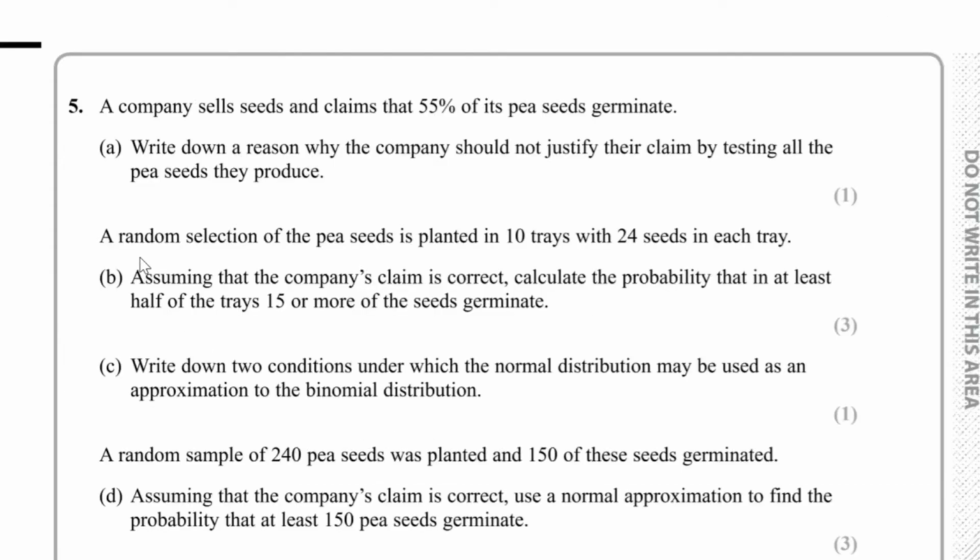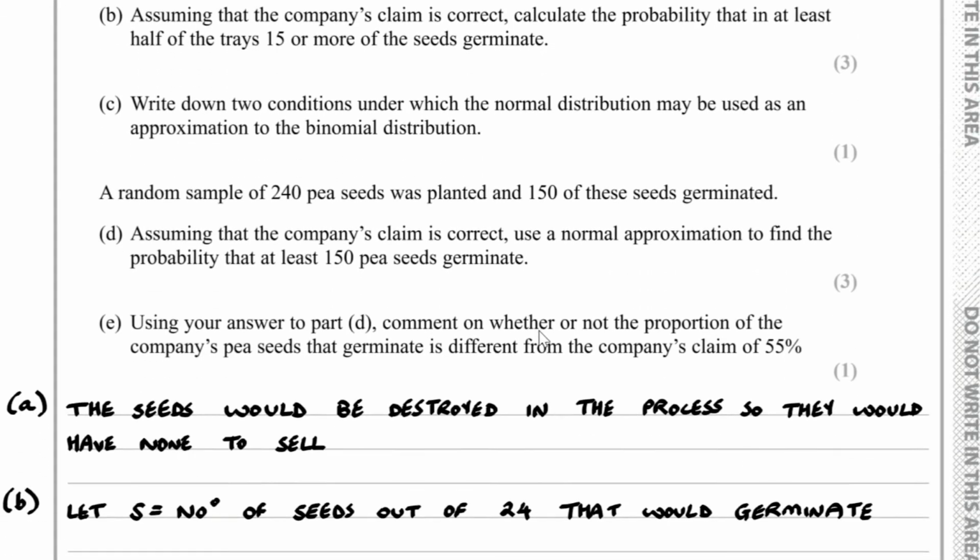Now, part B, a random selection of the pea seeds is planted in 10 trays with 24 seeds in each tray. Assuming that the company's claim is correct, we have to calculate the probability that in at least half of the trays 15 or more of the seeds germinate.